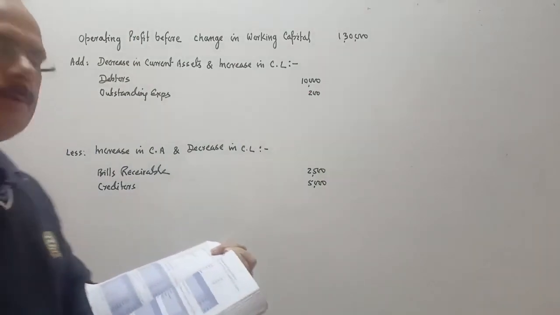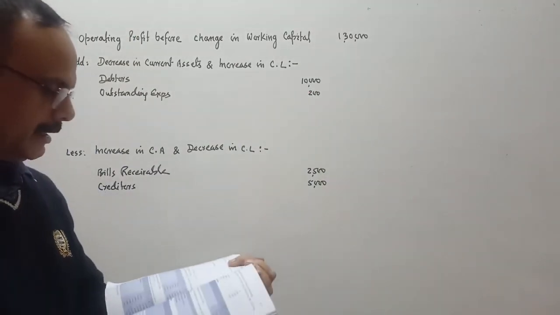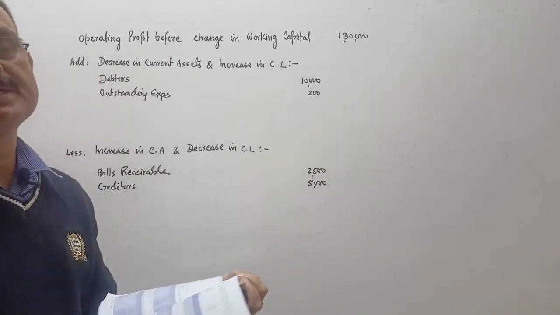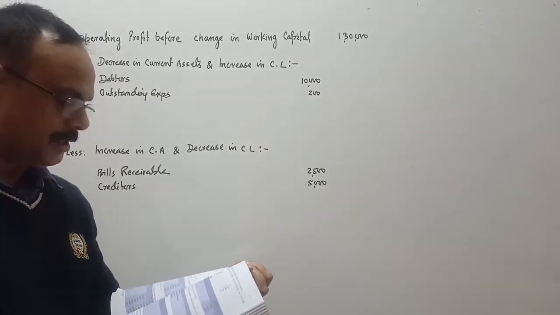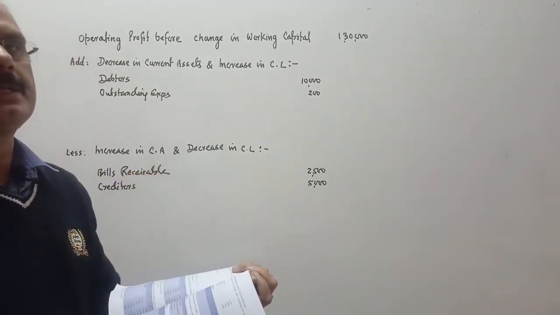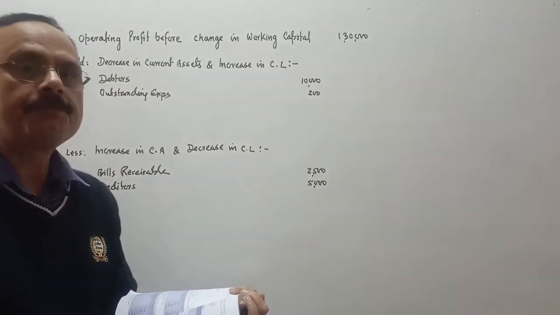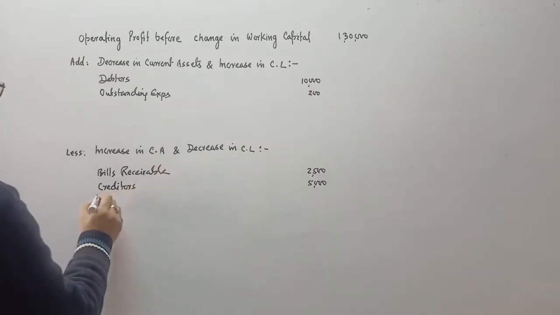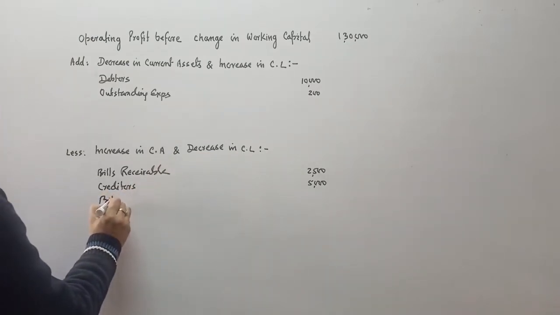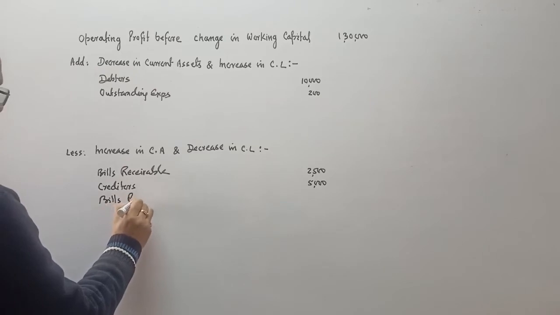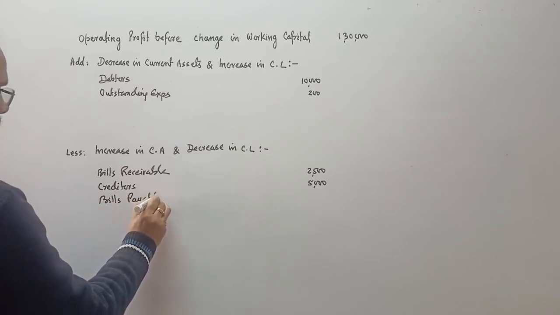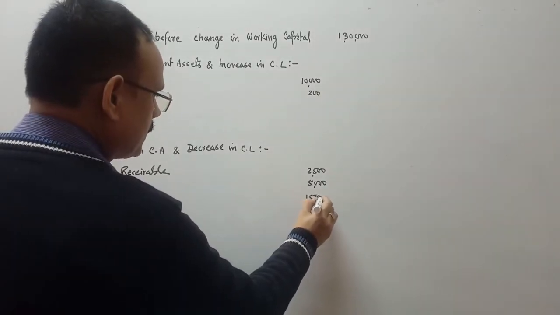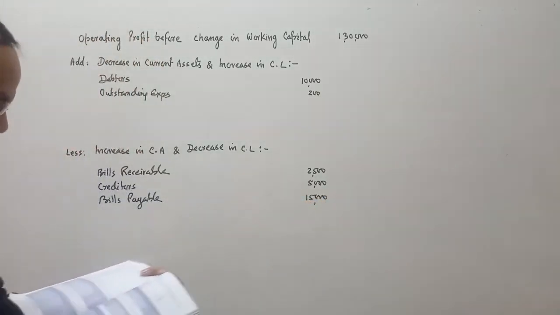Next come to bills payable. Bills payable is the current liability. Last year it was 40,000 and this year it is 25,000. So bills payable is decreased by how much amount? From 40,000 to 25,000, it is decreased by 15,000. So decrease in current liability, we will write it over here.